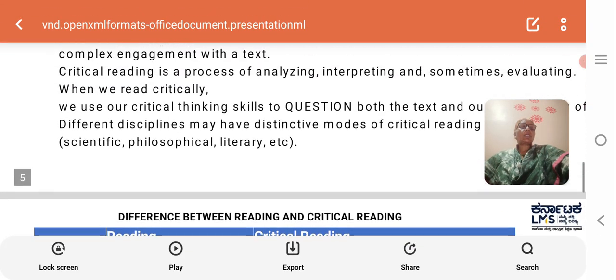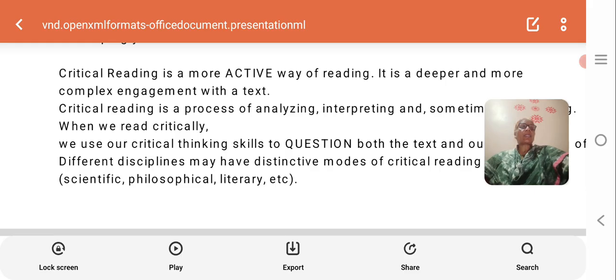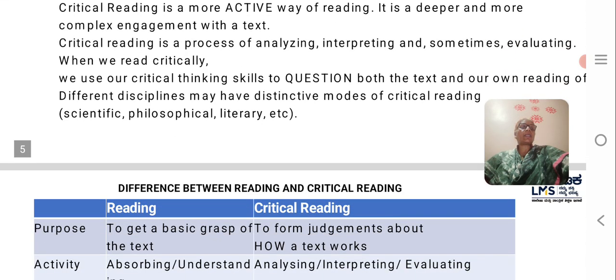Dear students, critical reading is an active way of reading. It is a deeper and more complex engagement with the text. It is a process of analyzing, interpreting, and sometimes evaluating. When we read critically, we use critical thinking skills to question the text and also our own reading of different disciplines like scientific texts, philosophical or literary texts, etc.